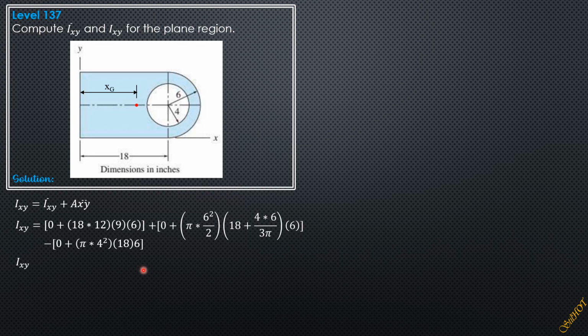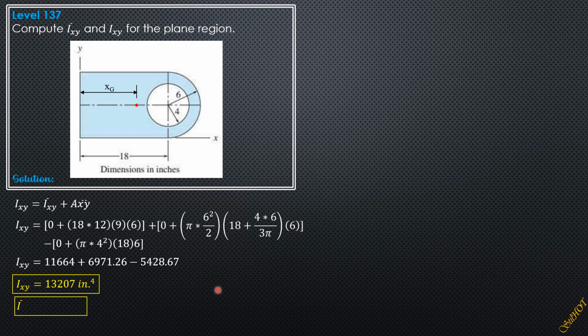So computing, Ixy equals the first one, 11664, the second one, 6971.26, and for the circle, minus 5428.67. Combining, Ixy therefore is 13207 inches to the fourth. Then I bar xy is 0 because this axis is an axis of symmetry of all composite areas. But I'll have another solution showing that this is really the answer.